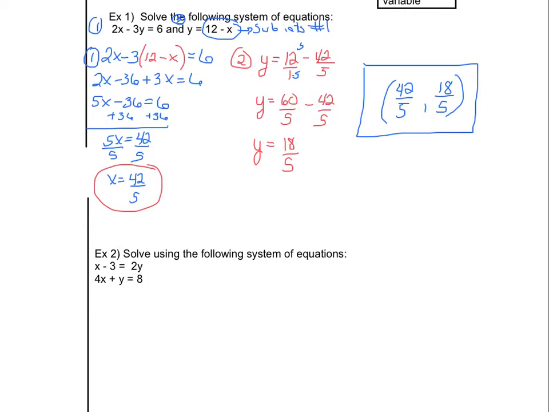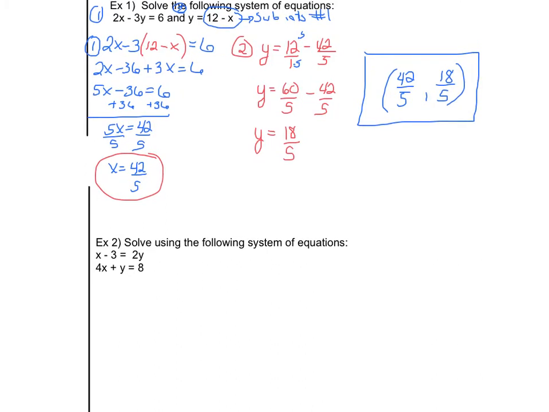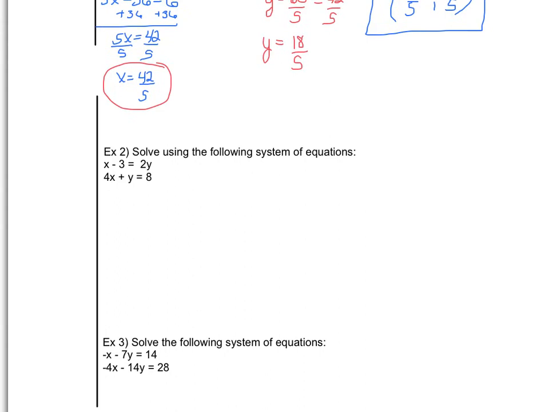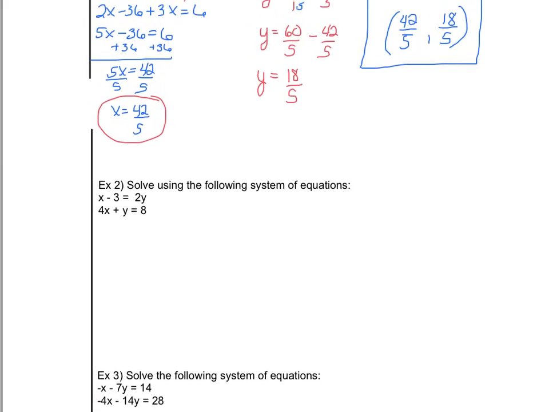Looking at example 2, I'm going to lose my steps, but you should have them written down or have the notes template printed out so you can still see them. And so on example 2, the first step is to get one of the variables by itself. It does not matter which. I'm going to go ahead and see that I could get this x by itself fairly easily. All I would have to do is add 3. So again, to be organized, I like to label my equations 1 and 2. So I'm going to take equation 1, and I'm going to go ahead and add 3 to both sides to get x by itself. And I get x equals 2y plus 3.